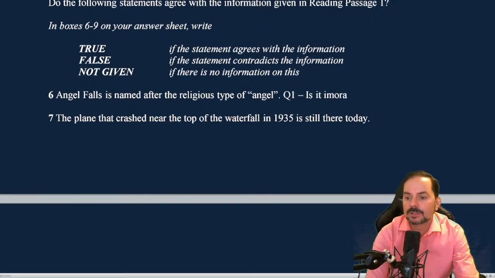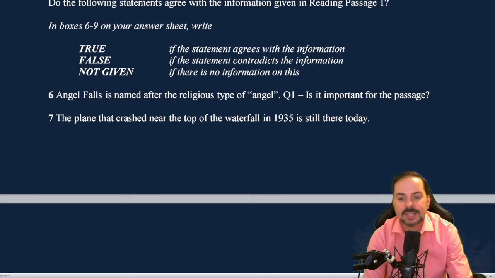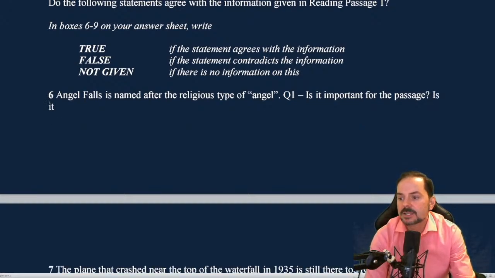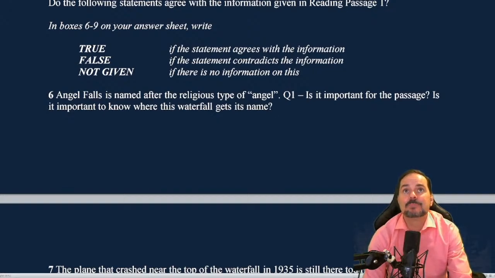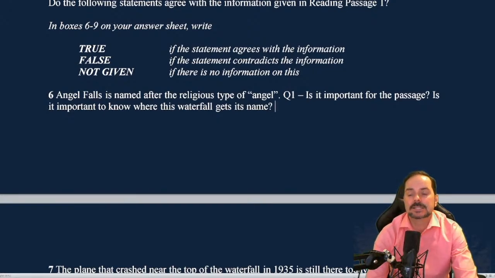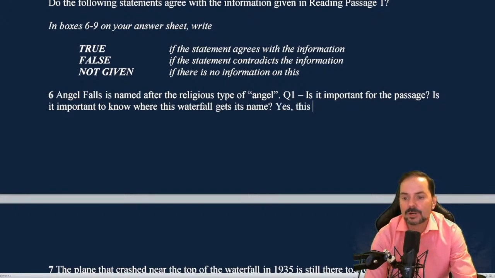Is it important for the passage? If yes, it's given. If no, not given. So, Angel Falls is named after a religious type. Is it important to know where this waterfall gets its name? So Oa says yes, it's important, and Arda says yes, it's important. Yes, this is important. So it's given.